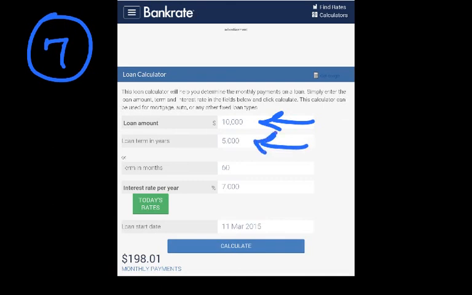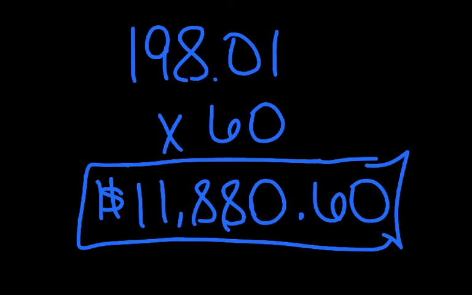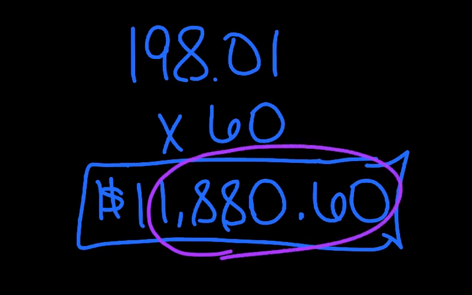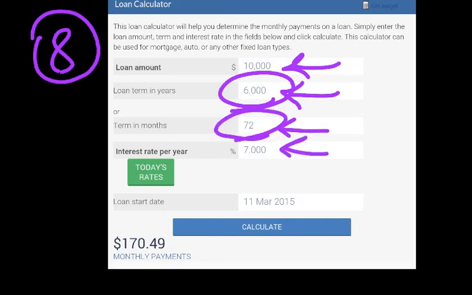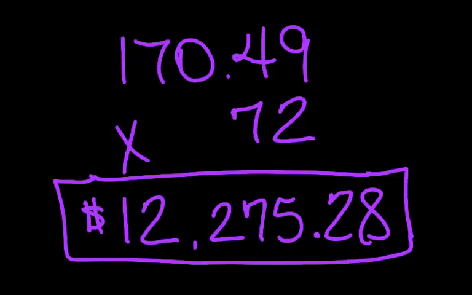This time you're changing it to 5 years or 60 months. 7%. Gives you $198.01. Notice how your payment is lower because you're taking longer to pay it off. But at the same time, your interest rate is higher, which is what the banks want because that means they'll make more money off of you. Number, what are we on? Number 8, still the 10,000. This time our term is 72 months at 7%, gives us $170.49. The total to pay back is $12,275.28.